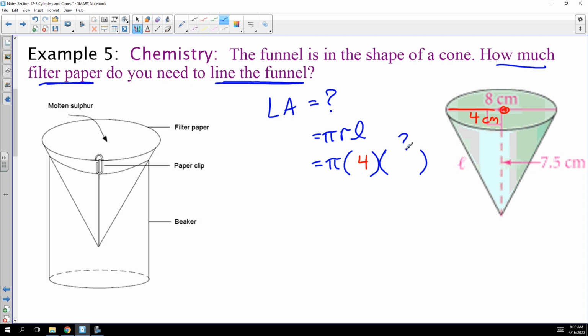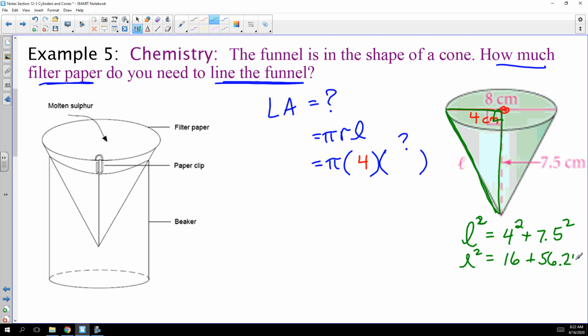We do have the height, so obviously it looks like we could use that right triangle from the height, the radius, and the slant height so that we could figure out what the slant height is. So let's do L squared for the slant height is equal to 4 squared plus 7.5 squared, and you're really using that Pythagorean theorem a lot, so 16 plus, and 7.5 squared is 56.25. If you add that, you get 72.25.